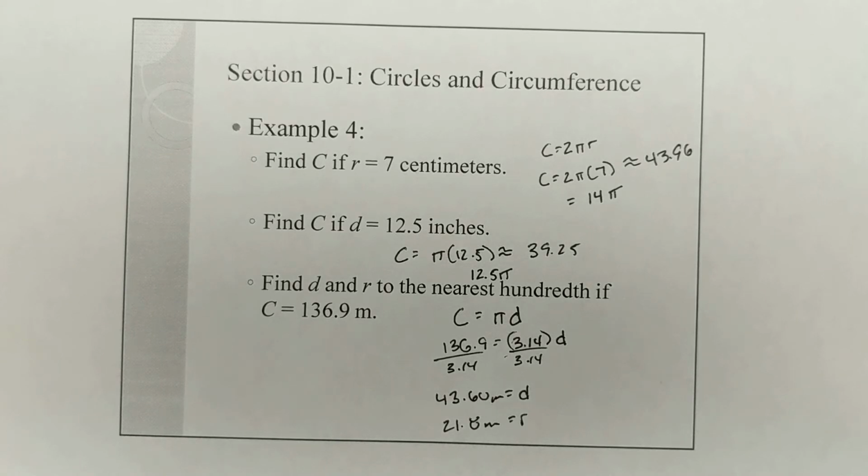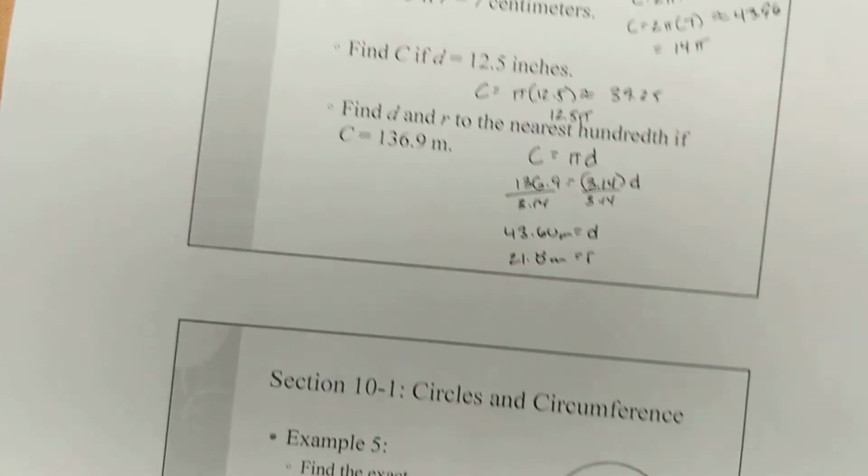Now you could have used the 2 pi r. That would have taken you 2 steps. You'd have to do 136.9 divided by 2 and then divide by pi, or work out 2 times pi, which is 6.28. But then you'd find the radius, which you have to double to get the diameter.